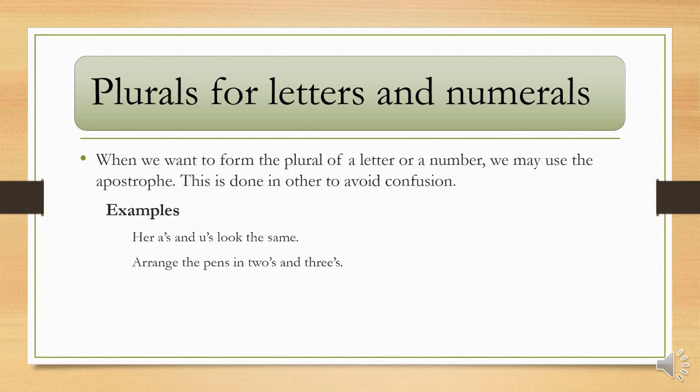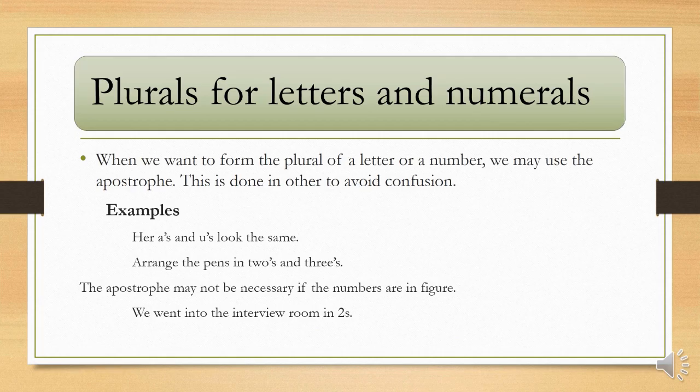Arrange the pens in 2's and 3's. Look at that, in 2's and 3's. Even though some people may be comfortable leaving out the apostrophe in this case where the number is spelled, or even if the number is written in its actual figure, in that case it will even be more comfortable to leave out the apostrophe. But this is the better way to write something like this. The apostrophe may not be necessary if the numbers are in figure.